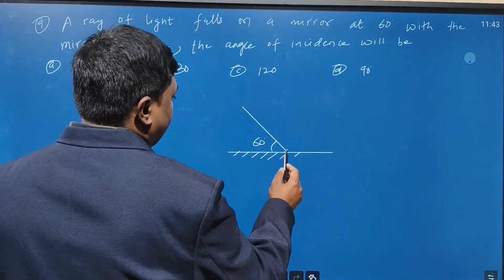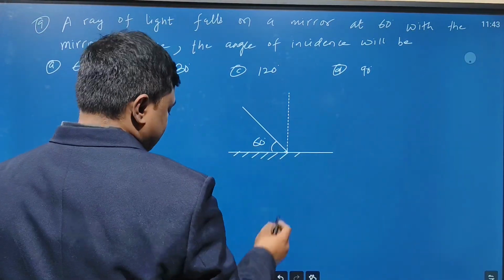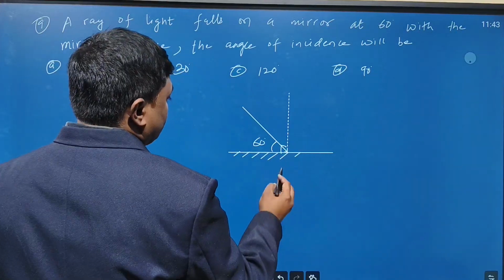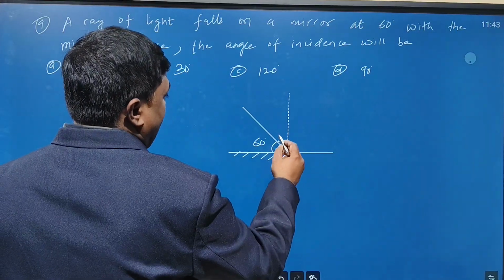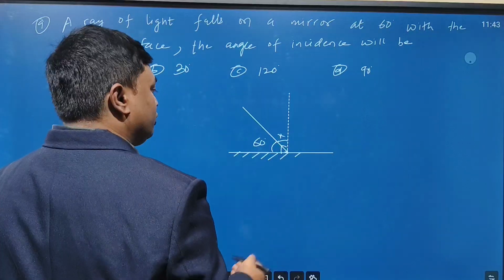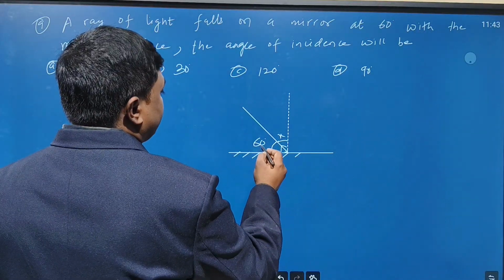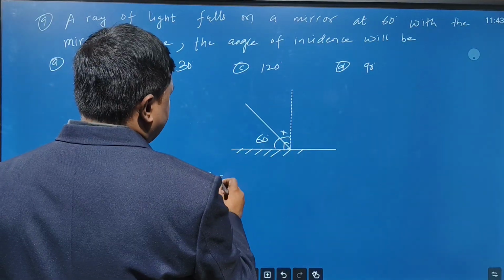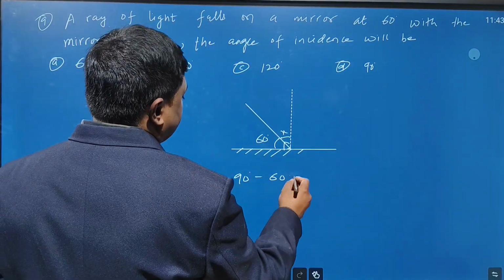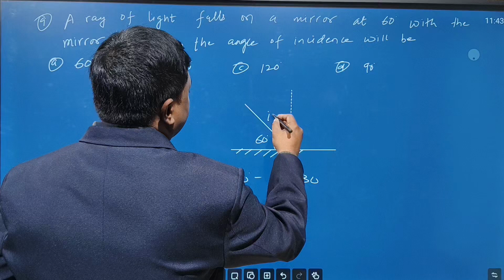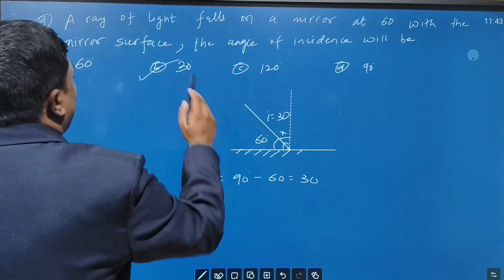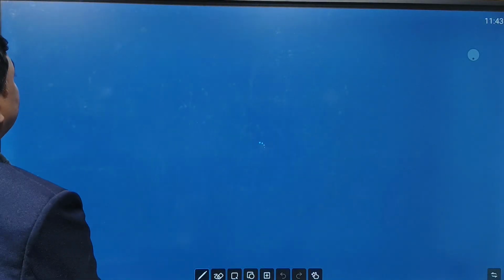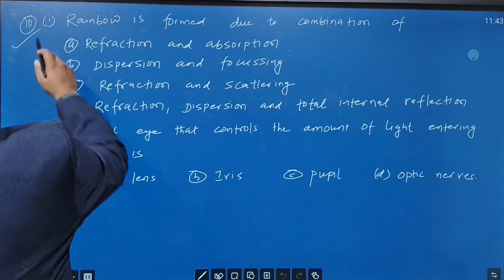Simple questions only. As you know, this is a normal. So this angle 60 plus this angle x, which is the angle of incidence, is equal to 90 degree. So what is x? That is the angle of incidence, 90 minus 60. Yes or no, sir? x is nothing but 90 minus 60, that is equal to 30 degree. So the angle of incidence is 30 degree. Which option? Option B. Should know.